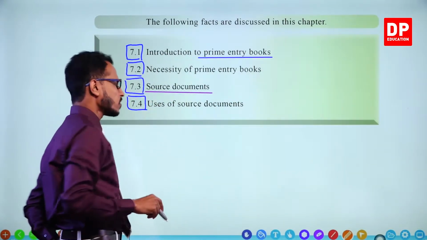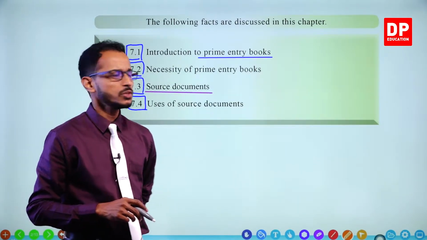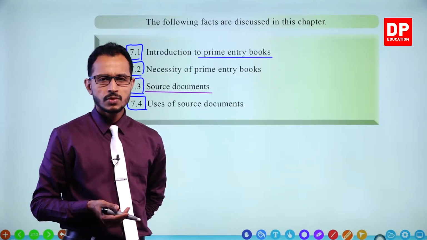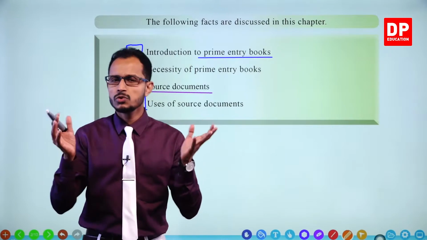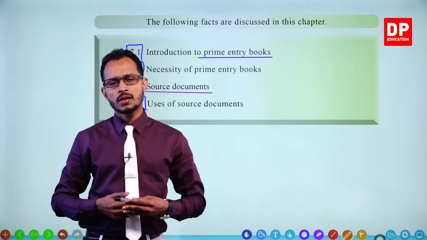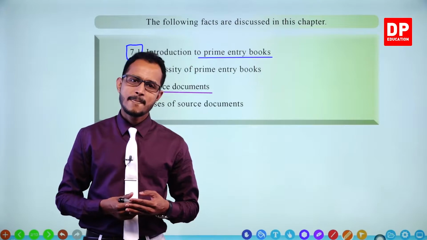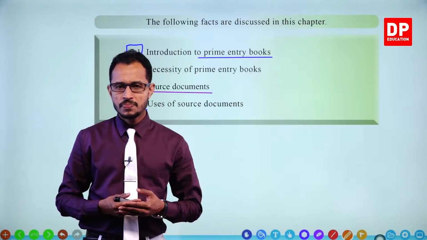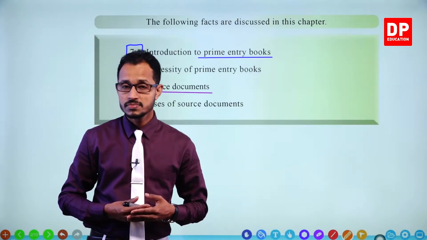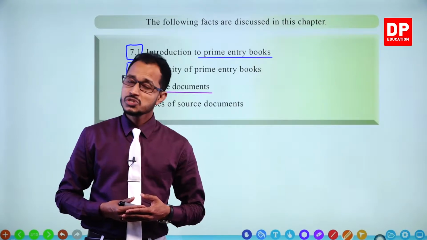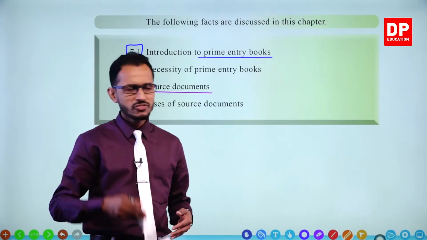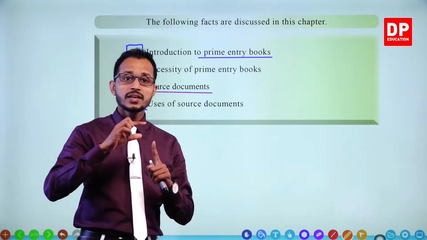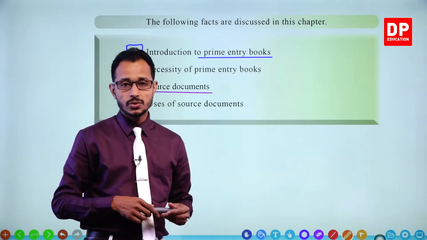Then we are going to learn finally what is the use of these documents. What is the use of source documents? Why are they important in accounting? For what do we use them in accounting? These things you're going to learn in this unit, unit 7. And it's a short unit. Let's make it fun, right, children? So, prime entry books in accounting.